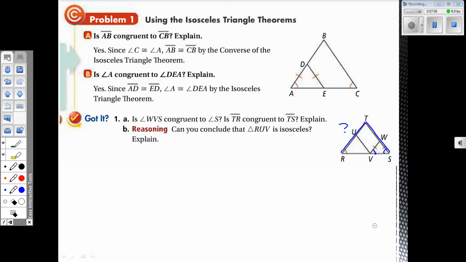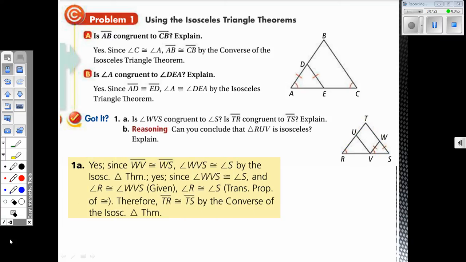Good. Since these two angles are equal and these two angles are equal, we can get these two equal by transitive, right? And since they're equal, that means the sides opposite are equal by the converse, right? Okay. So there's that explanation. Since WV and WS are equal, angle WVS is congruent to angle S by the isosceles triangle theorem. Then WVS is congruent to S, and R is congruent to WVS, given, then we know R and S are congruent by transitive. Therefore, the two sides are congruent by the converse, right?